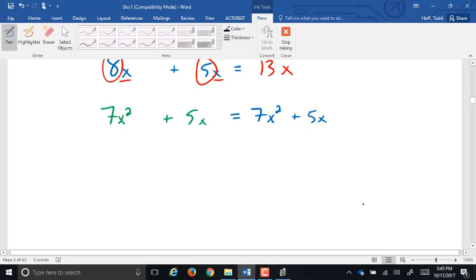Okay, yes, so here we cannot combine those because x squared and x is a different name, different place value. As we've seen, it wouldn't line up even if we were adding numbers.